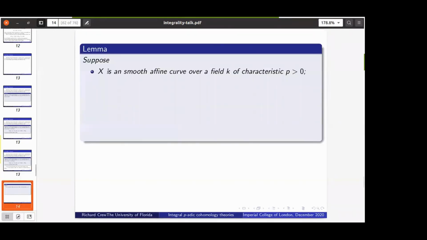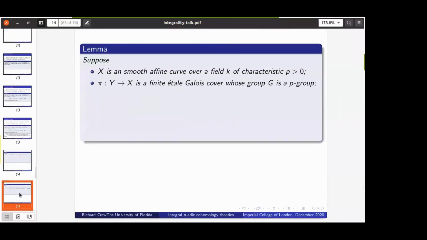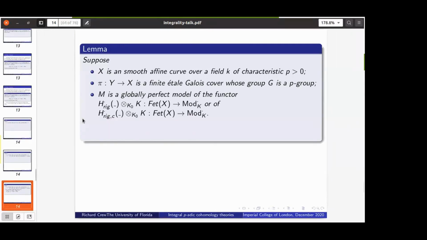So let's suppose that X is a smooth affine curve over a field K of positive characteristic p. Pi, a morphism from Y to X, is a finite étale Galois cover whose group G is a p-group. And M is a globally perfect model of either of the functors that we are talking about, either rigid cohomology with its scalars extended to K, or rigid cohomology with compact support, again with scalars extended to K, both from the finite étale site of X to the category of graded K vector spaces.